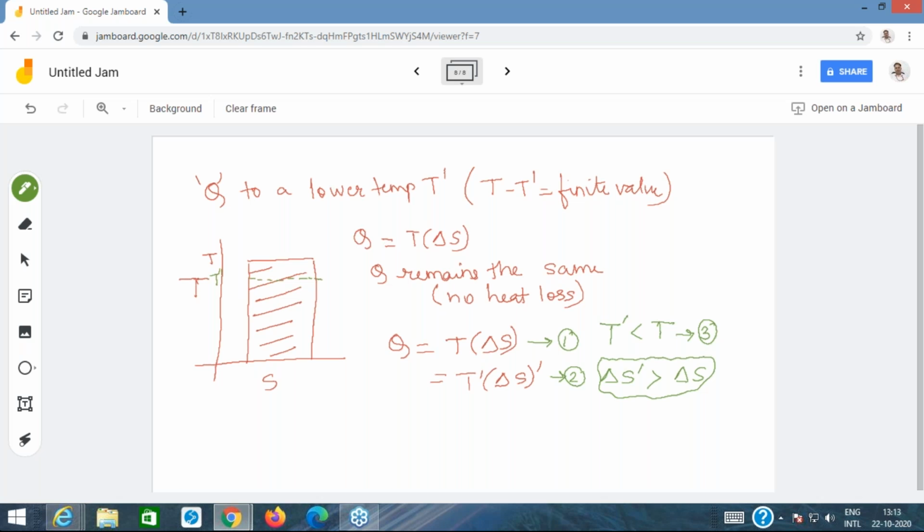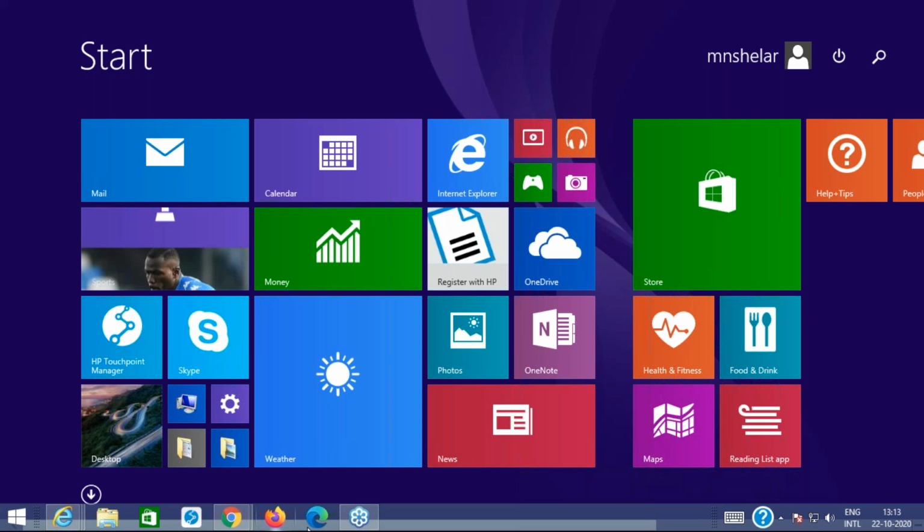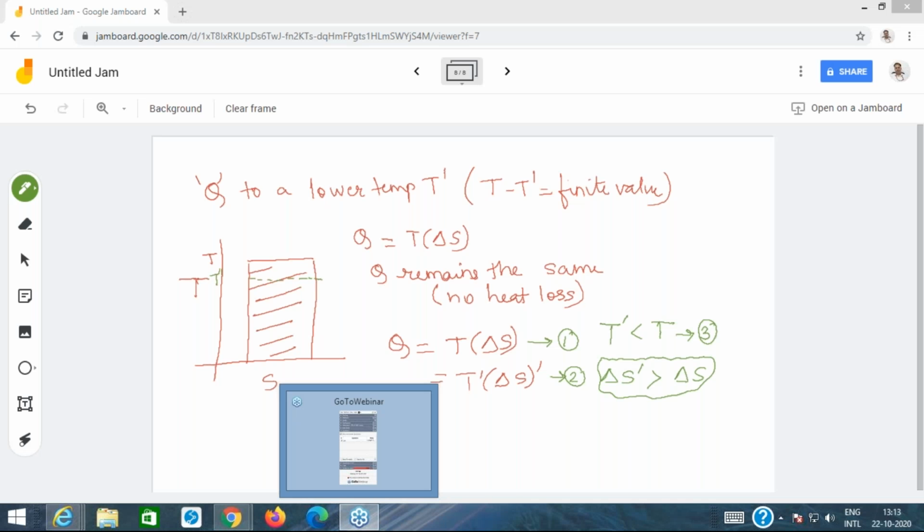Is this clear to you? Yes or no? Garge is saying yes. Tejas is saying yes. Ganesh, it is not clear. Kunal is saying yes. Trevor is saying yes. Chinmay is saying yes. Okay, so let me repeat it for Ganesh and others who have not followed.